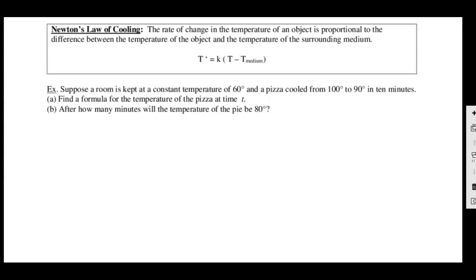All right, Newton's law of cooling. The rate of change in the temperature of an object is proportional to the difference between the temperature of the object and the temperature of the surrounding medium. That means it's the temperature of that surrounding atmosphere.